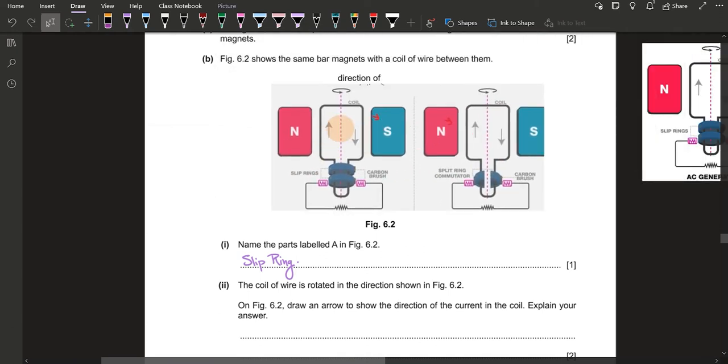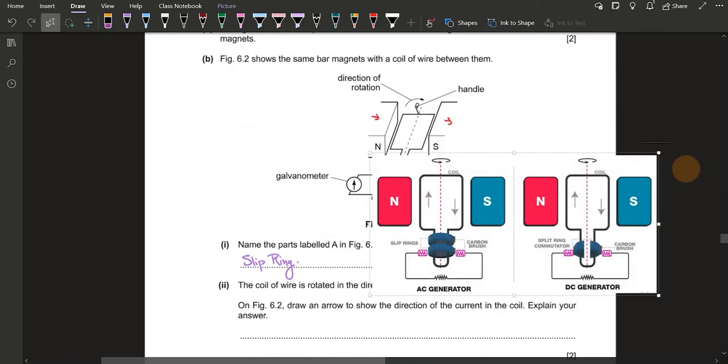So the difference between slip ring commutator and split ring commutator is that a split ring commutator has one gap in between, and a slip ring commutator usually has two round commutators around them. So it's like this. Basically everything else is the same. We have two brushes. The experiment is the same, but the only thing is that this has a gap in between. So make sure you learn this before your exam, and hopefully you'll get this.